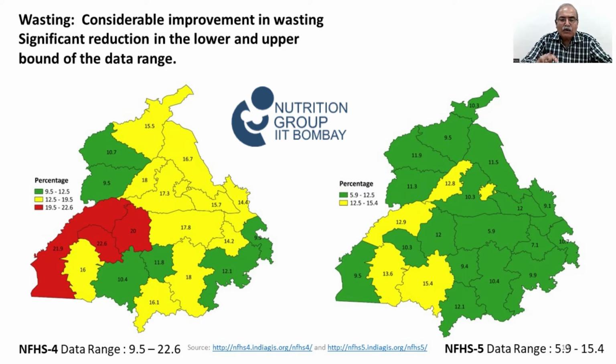And this will also bring us to that slightly counterintuitive observation about child mortality, which we will come to in a while. But you see significant reduction in wasting. The lower and upper bound of the data has also come down from 9.5 to 5.9. That's quite significant at the lower end. And from 22.6 to 15.4, I think that's also commendable. So this is something that Punjab should look at with satisfaction.